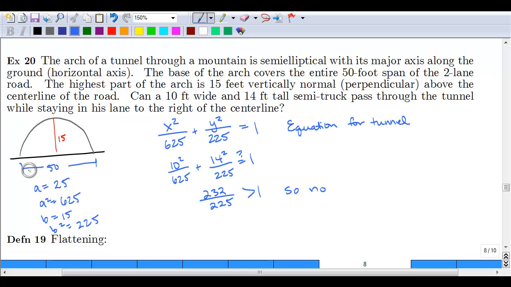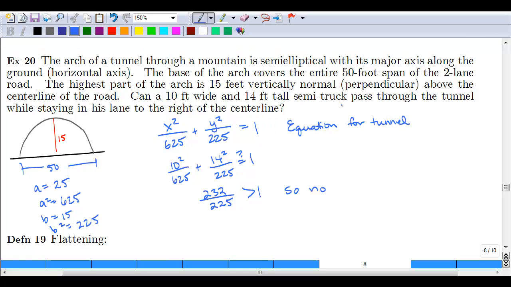If you thought about this one and drew the picture, you know the span of the road is 50 and the height is 15, they tell us that. So if you cut that 50 in half, you get the a value, 25, with x as the major axis. Square that, you get 625, so you get x squared over 625. Your minor axis is that 15, the y-axis, so b squared is 225, so you put y squared over 225, and you set that equal to 1. This is the equation for the tunnel.